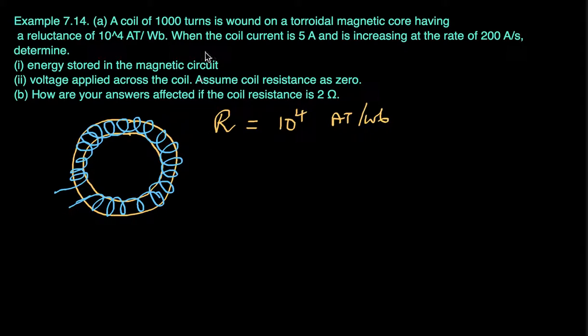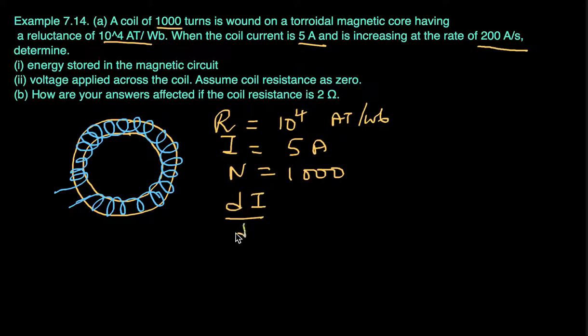When the coil current is 5 amperes, so I is 5 amperes, and the number of turns is 1000, that is given in the question here. So I am using this data, and the current is increasing at the rate of 200 amperes per second. So not only is the current 5 amperes, the rate of increase of current is 200 amperes per second. Determine the energy stored in the magnetic circuit.